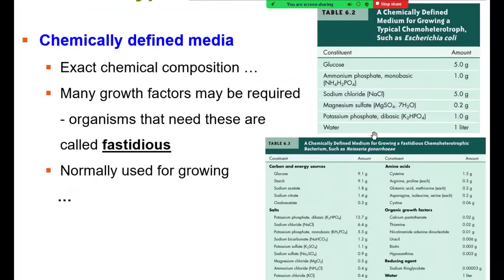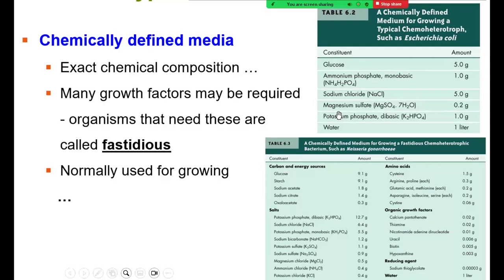Let me blow that up a little bit. One chemically defined media is glucose media. The main ingredient is 5 grams of glucose, which is both a carbon and an energy source. We provide ammonium phosphate, monobasic, as a source of nitrogen as well as phosphorus. We include sodium chloride to keep the media at the correct osmolality, meaning the correct isotonic media.